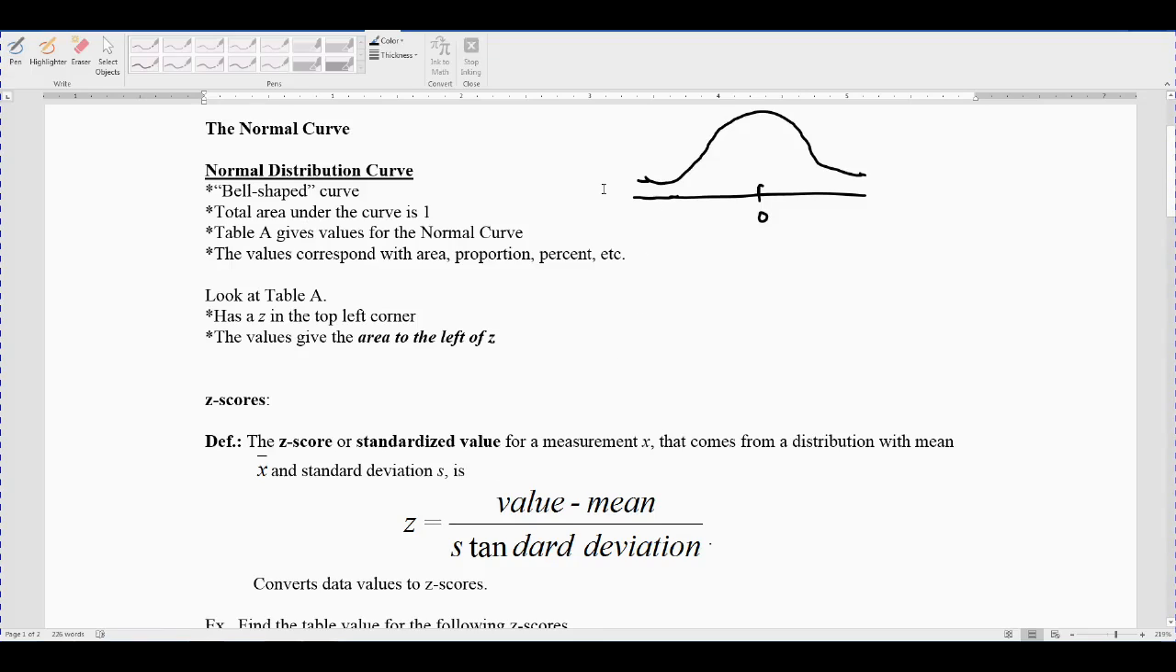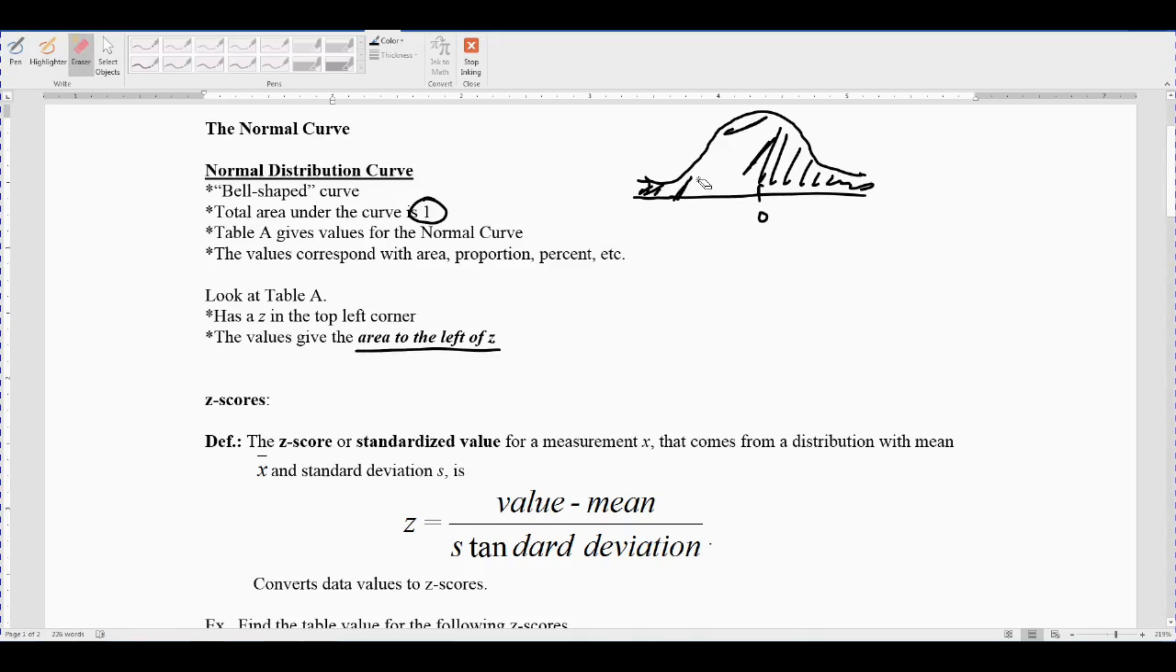Where those come from, if you really want to know, is dividing the curve up into smaller rectangles. And when you do that, for the whole curve, the whole area is 1, because 100% of the curve is being drawn. And so these areas do correspond to proportions and percents. Mainly it's proportions and percents. So the table value is the area to the left of z. That's the most important thing.